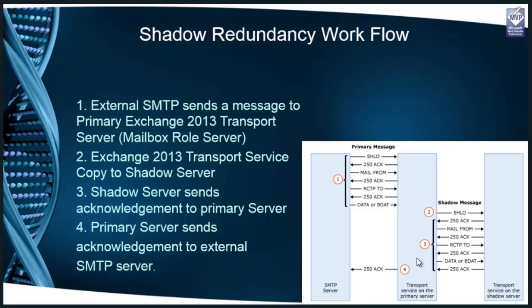In step number 2, you can see that it has created a copy on the shadow server right away, even before sending the acknowledgement. In step 3, the shadow server sends acknowledgement to the primary server, and in step 4, the primary server sends the acknowledgement back to the external SMTP server. So you can see, until we have the shadow copy done, Exchange 2013 does not send the acknowledgement of the receipt of the email.